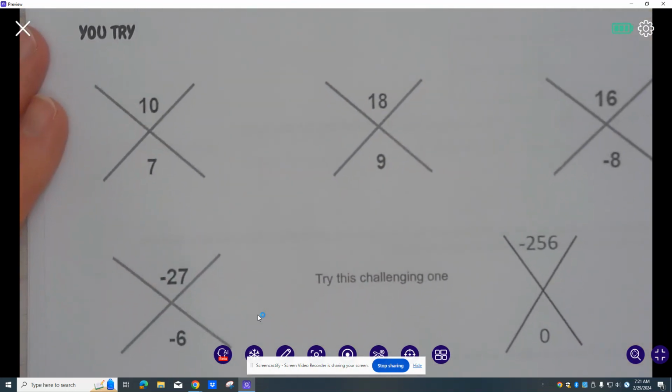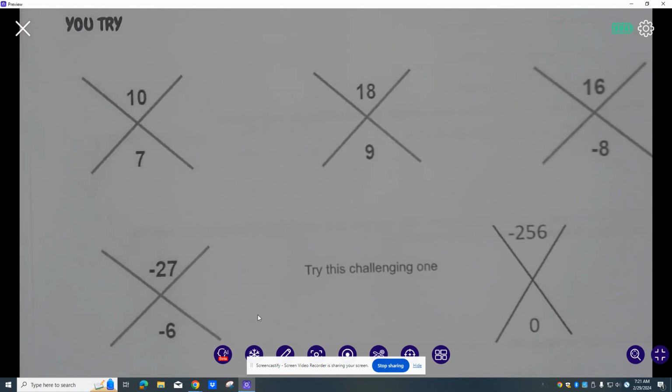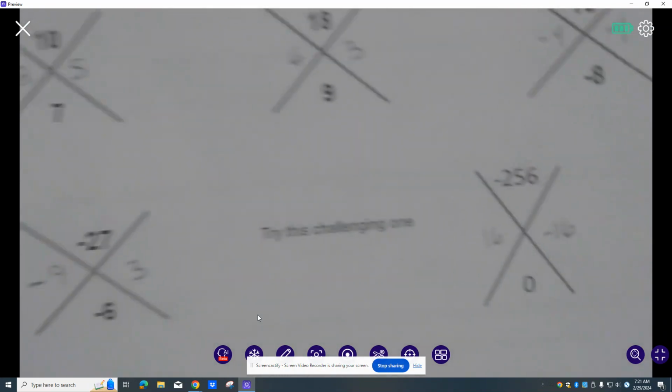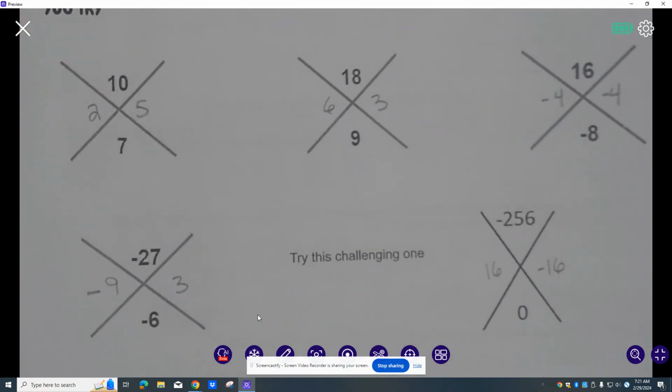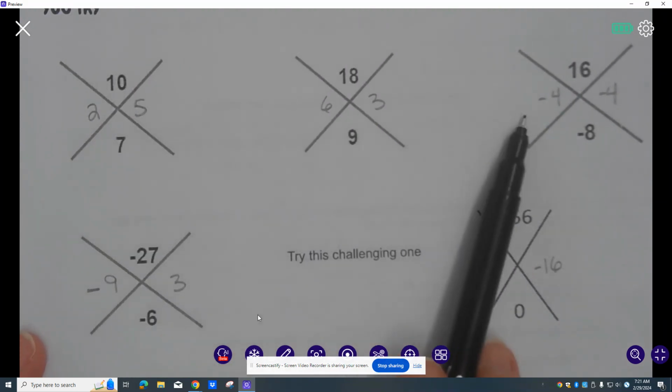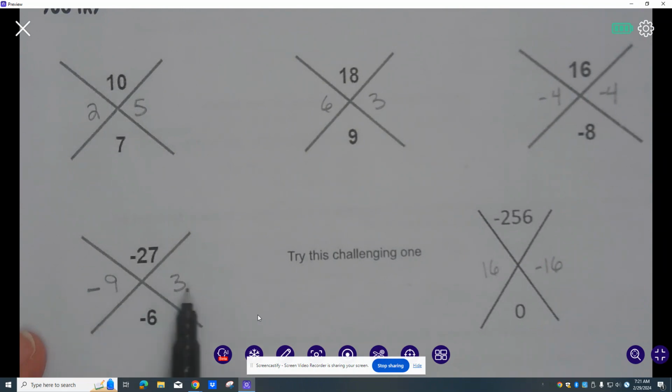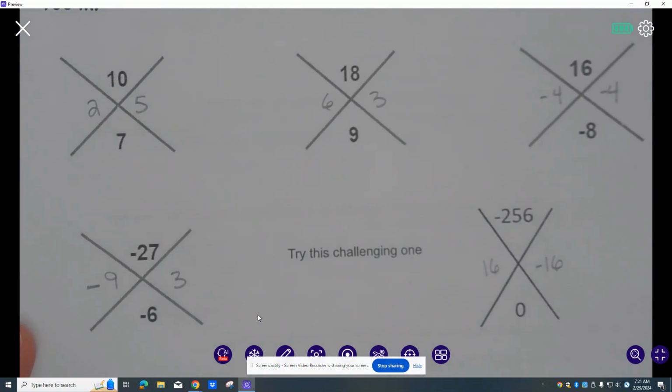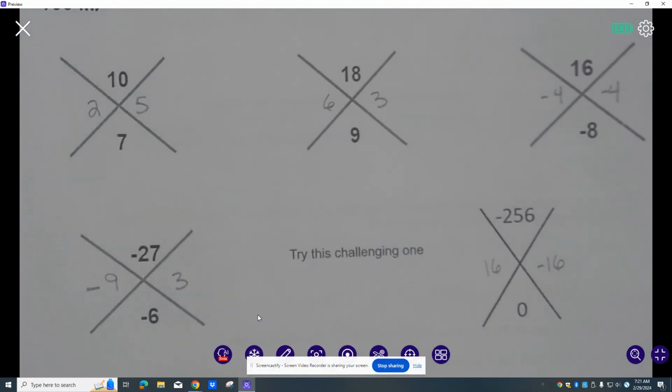I'm going to say you should try these. So right now I want you to pause the video and try these problems. And then after you've tried them, restart the video and check your answers. So hopefully you paused it and tried these. And now you can check your answers. 2 and 5, 6 and 3, negative 4 and negative 4, negative 9 and 3, 16 positive and 16 negative.